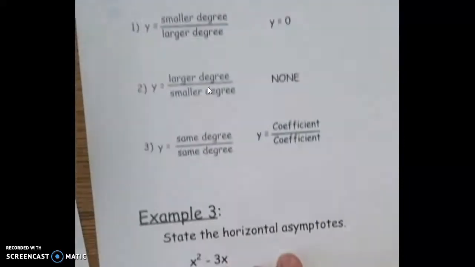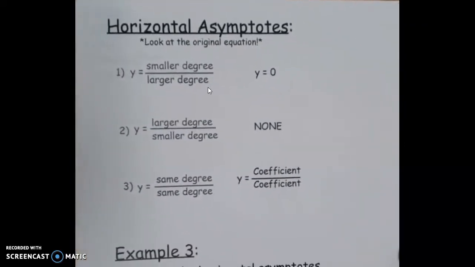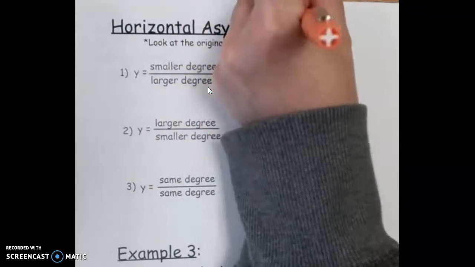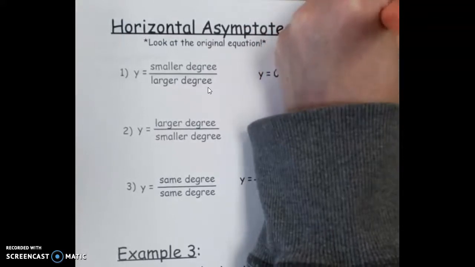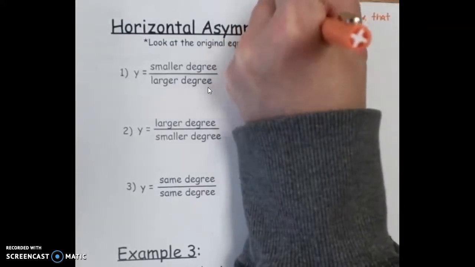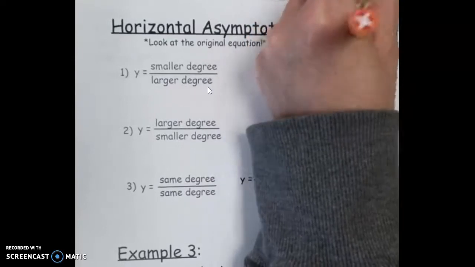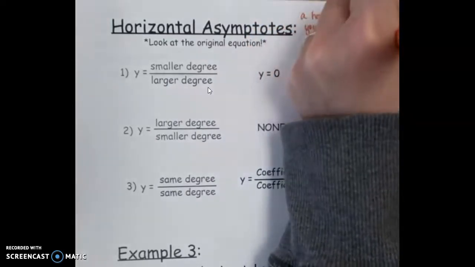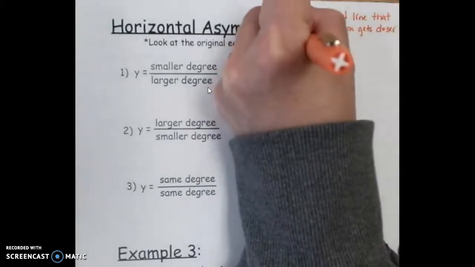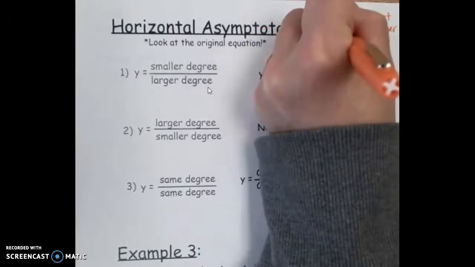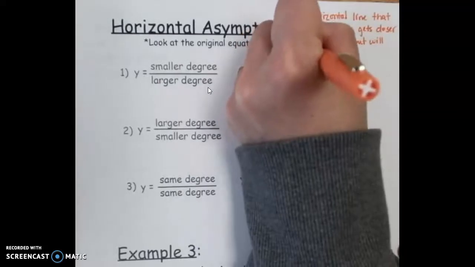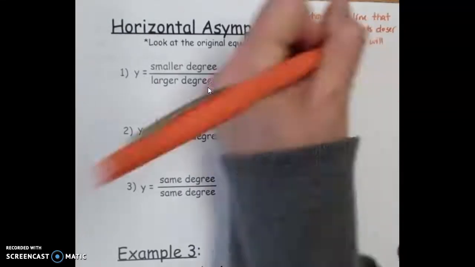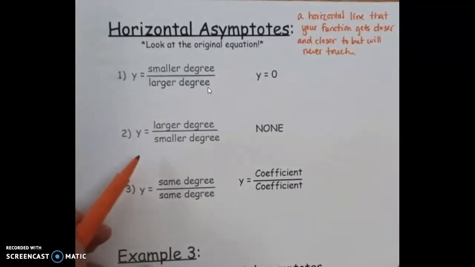The next thing we're going to talk about is horizontal asymptotes. So a horizontal asymptote is a horizontal line that your function gets closer and closer to, but will never touch. Okay, and this is just something you guys are going to have to memorize.